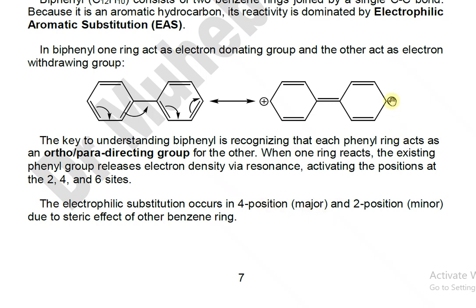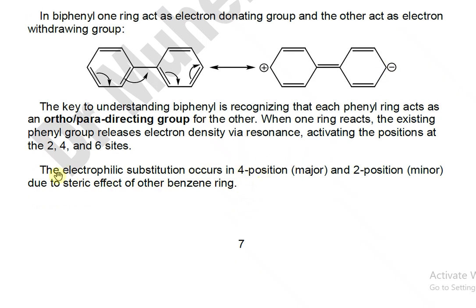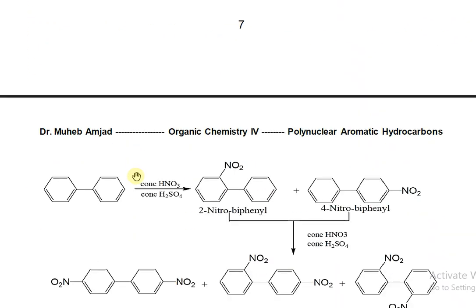Which one is the best for substitution, 4 or 2, 6? Of course the 4. Why? Because here we don't have a steric effect and we have open area, but here this other benzene ring will make a steric effect for us. So the minor product will be substituted at position number 2 or 6, but the major product will be substitution at position number 4. Okay, don't forget that. This is an important note.